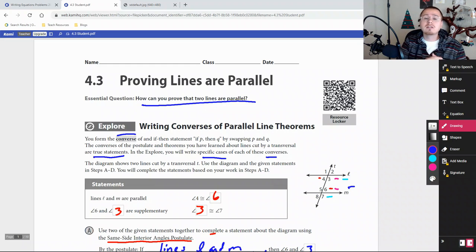Summarize your notes. But an answer could be, you know, looking at the angles formed when a transversal crosses the 2 lines. If you have a pair of alternate interior angles that are congruent, a pair of corresponding angles that are congruent, or a pair of same side interior angles that are supplementary, then the lines are parallel.